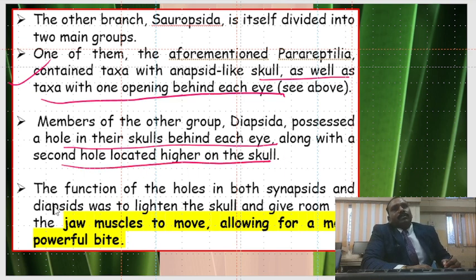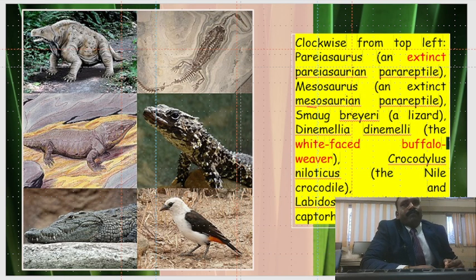The function of the holes in both the synapsids and the diapsids was to lighten the skull and give room for the jaw muscles to move, allowing for a more powerful bite. The anapsids had different kinds of holes. Going clockwise from the top left, the Parasaurus is an extinct animal.